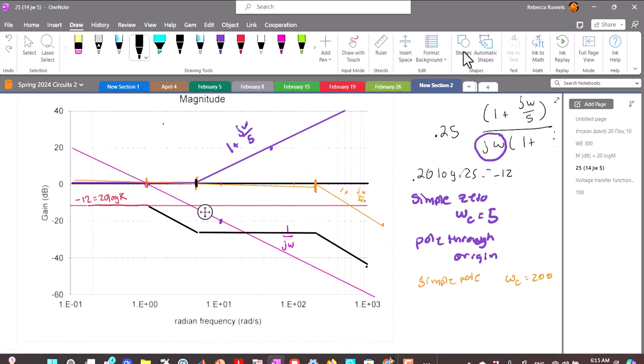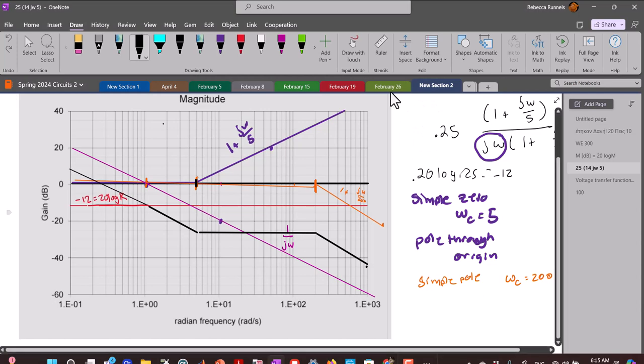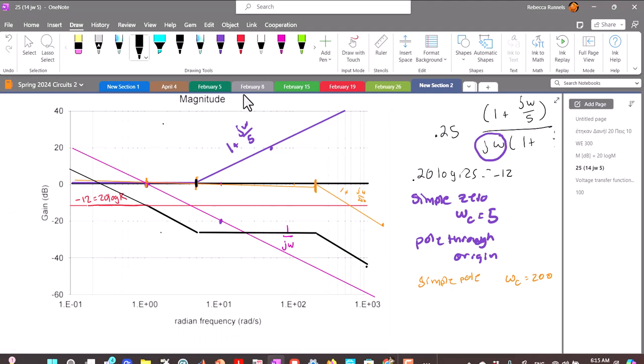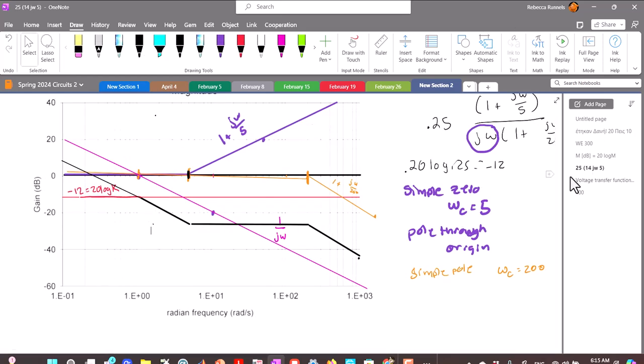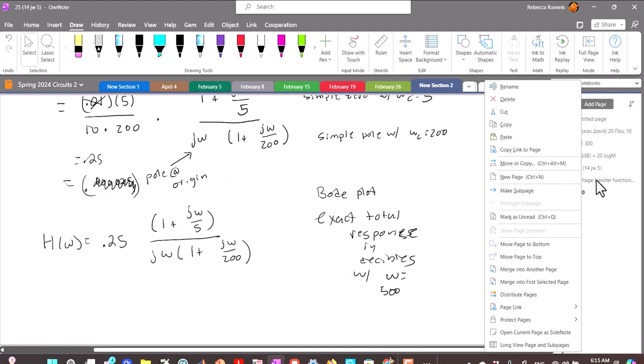Try one more time. There we go. Okay, all right, that's better. Okay, so that's correct there. Now let's get what the exact total response is at omega equals, what did I say? Omega equals 500.